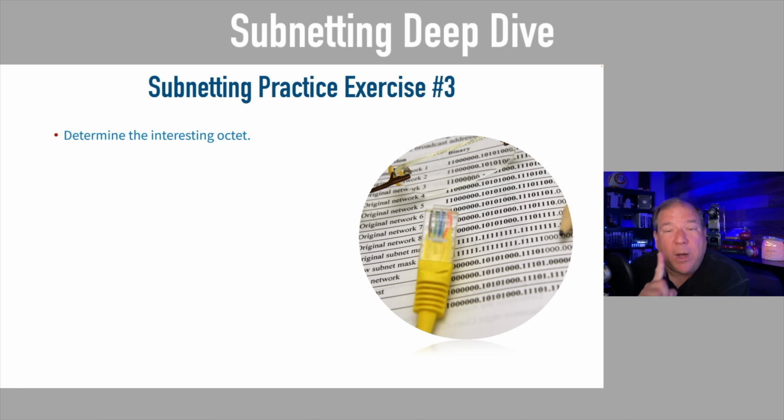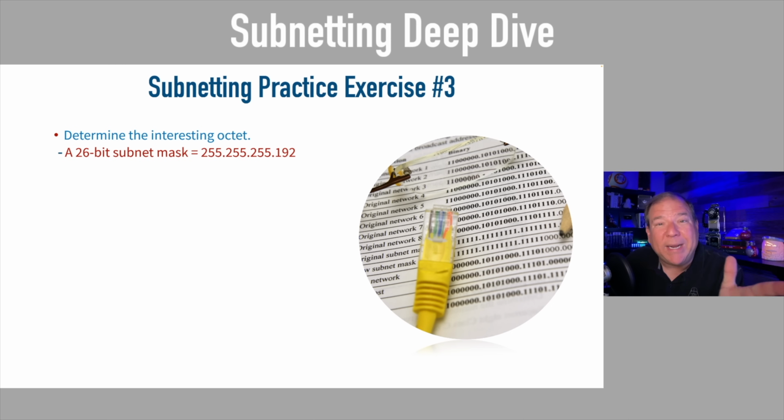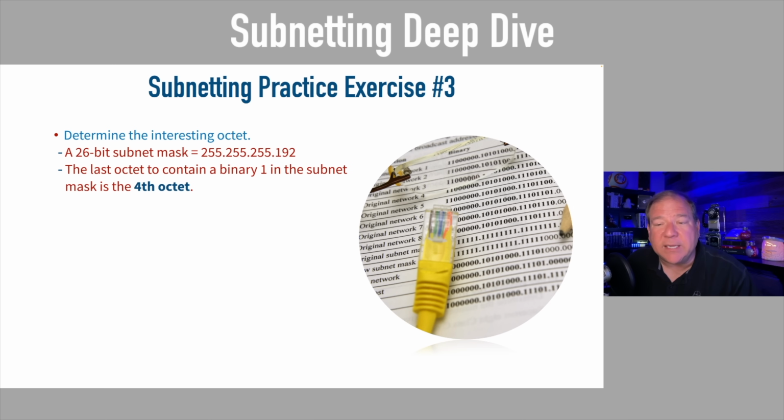Well, question 1, always question 1, who is the interesting octet? If we look at our 26-bit subnet mask, what is the last octet to contain a binary 1? The 4th octet. The 4th octet is going to be our interesting octet. If you looked at it in binary, it would be the last octet to contain a 1, and it's the very last one. So the 4th octet, that is our interesting octet. And the subnet mask is 255.255.255.192.